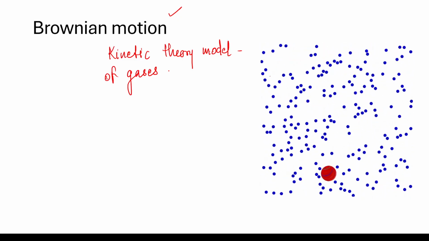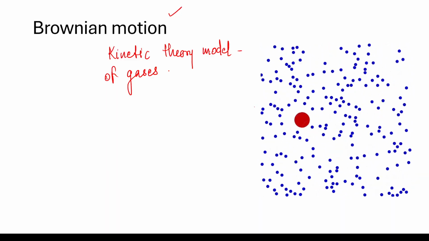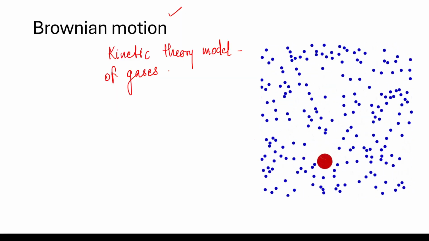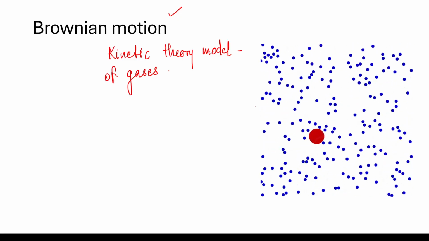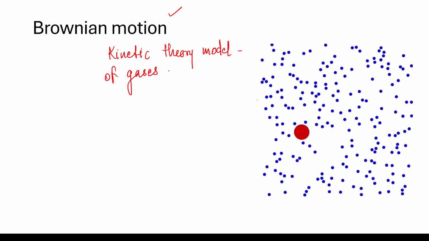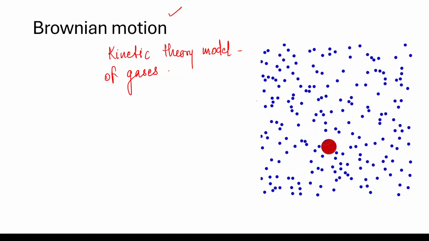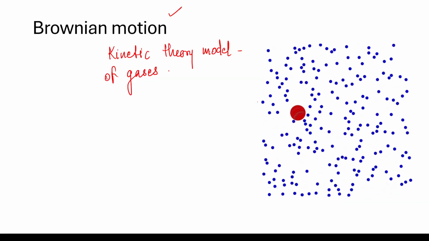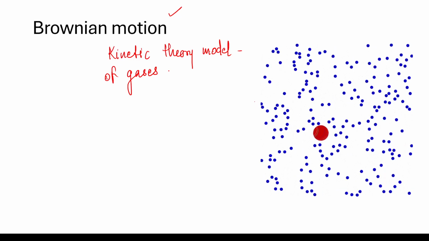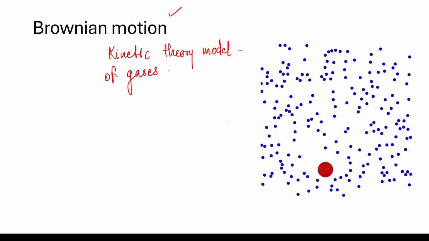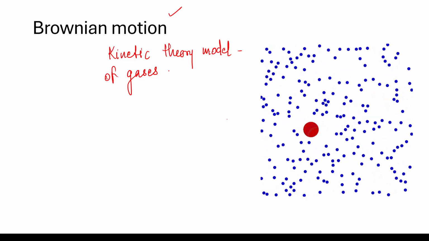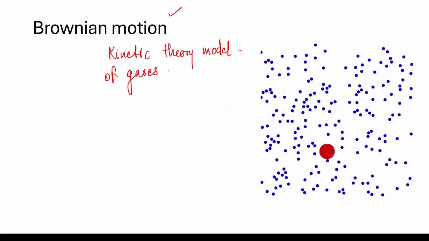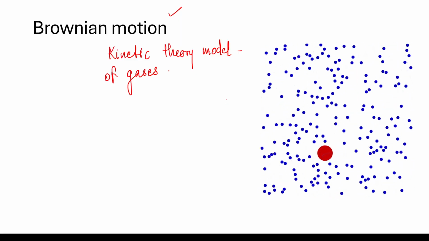All of these are gas particles. If you focus on any one particle, shown by this red dot here, can you see how random the motion of that particle is? That tells you that the gas particles are always in random motion. Random means it can move in any direction. Every time it collides with a neighboring particle, the direction of the motion changes. That's what Brownian motion is.